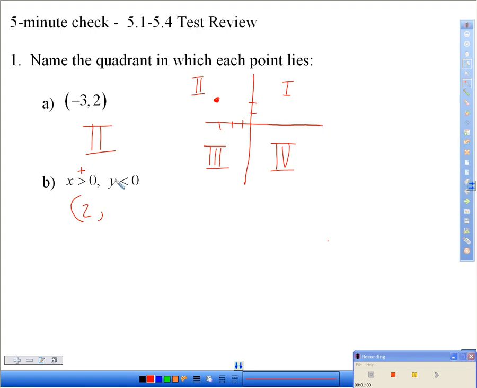Okay, so then the y has to be less than 0. That means the y needs to be negative. So just pick any negative number, negative 4. And now let's see where that point is located. Well, 2, negative 4 would be down here somewhere. So that would be in quadrant 4.